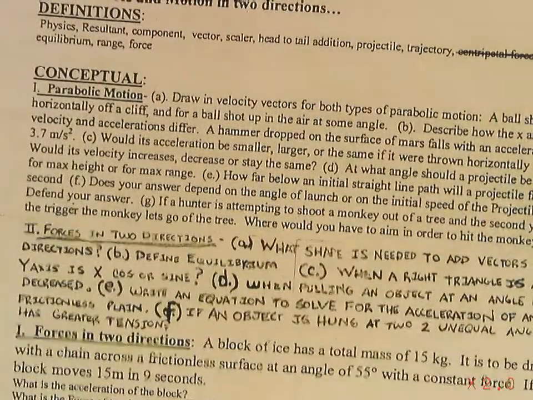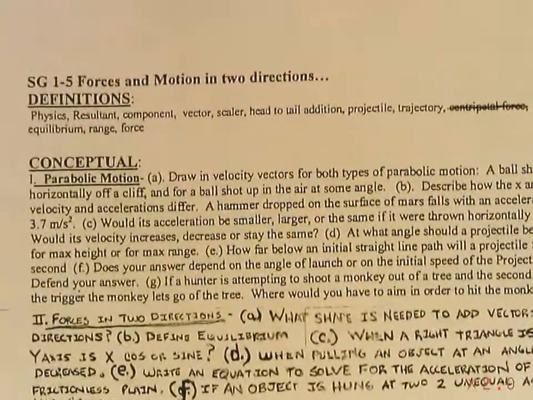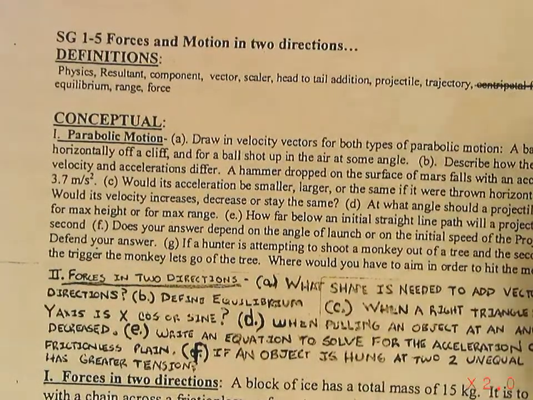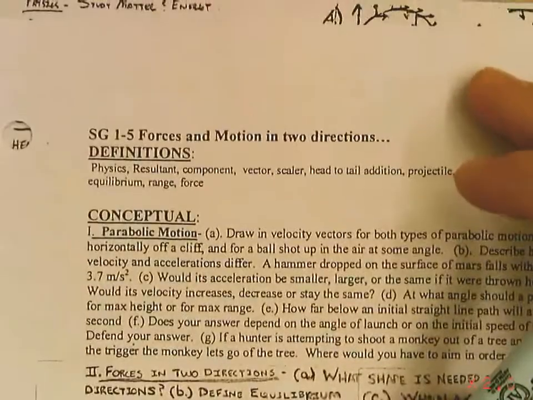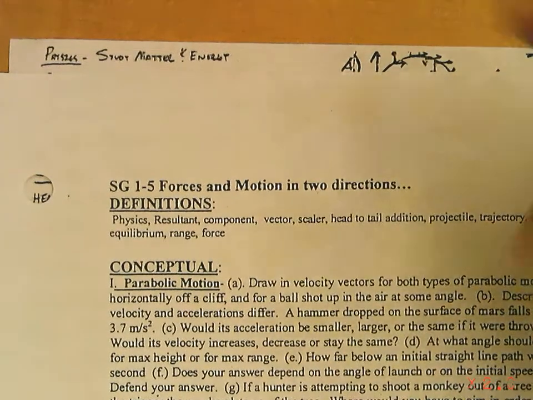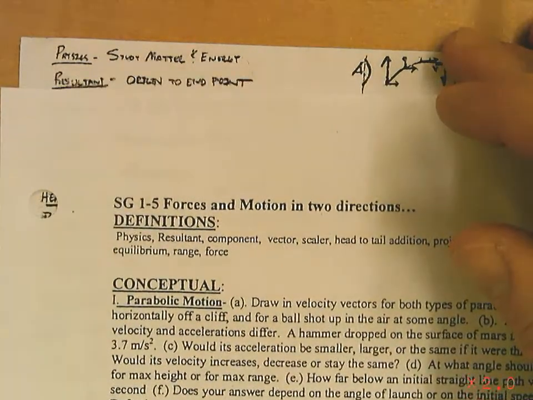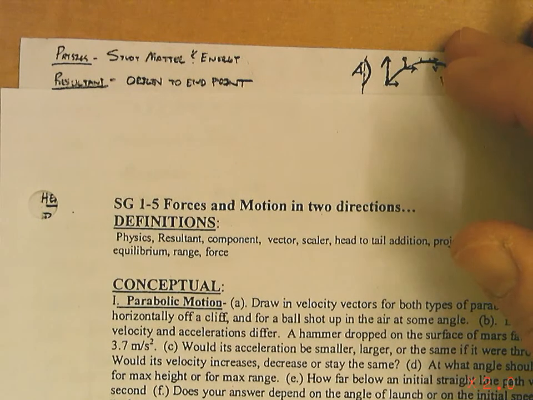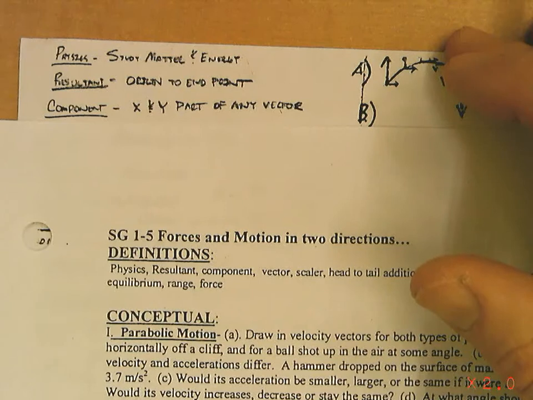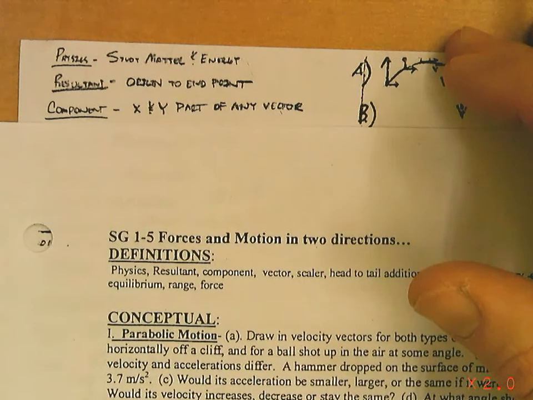Okay guys, we got our study guide for forces and motions, motion in one direction. We'll start here with the definitions. The first one is physics, the study of matter and energy. Resultant, you can say start to finish, origin to end point, beginning to end. All these things work. Component is the x and y part of any vector.